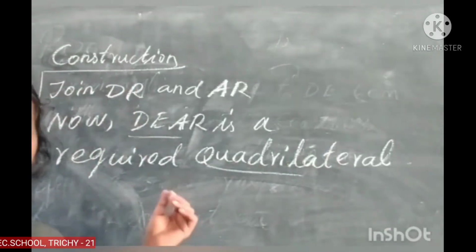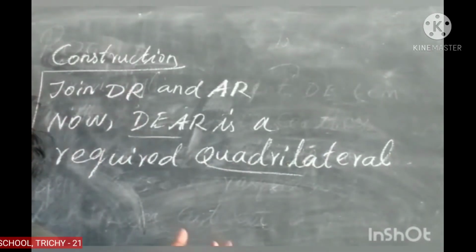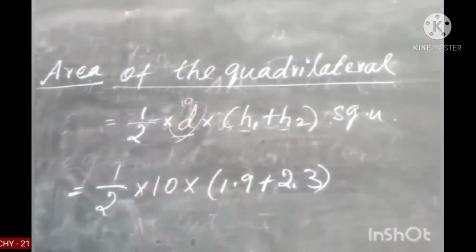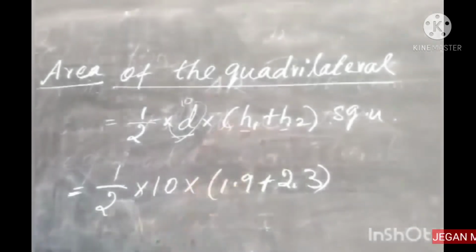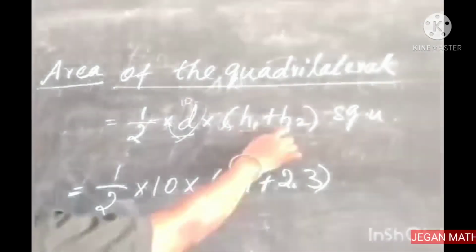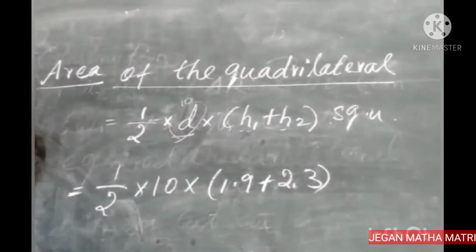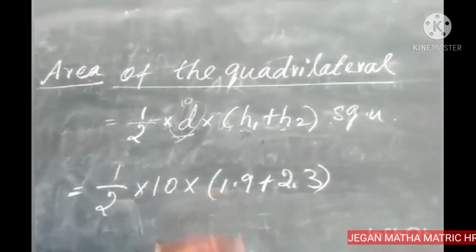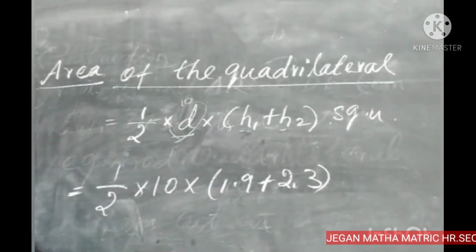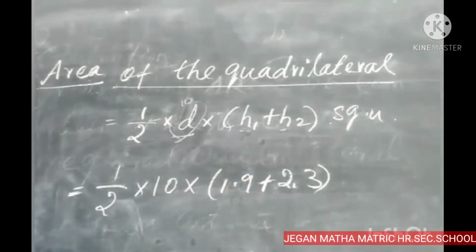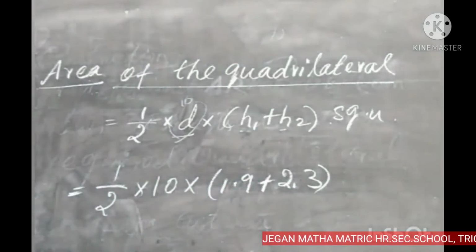After finishing this construction, you have to find out the area of this quadrilateral by using the formula. Area of the quadrilateral formula is half into d into (h1 plus h2), where d is the diagonal, and h means height: h1 and h2, height 1 and height 2. Already in this quadrilateral, two triangles are there, so you have to find out the heights of the two triangles, one on the base downward and one upward. So you have to find h1 and h2.